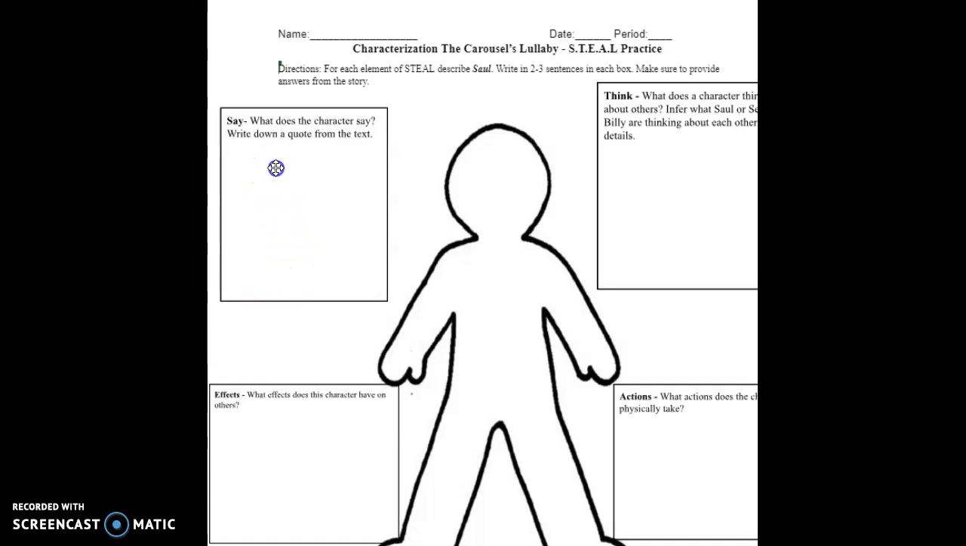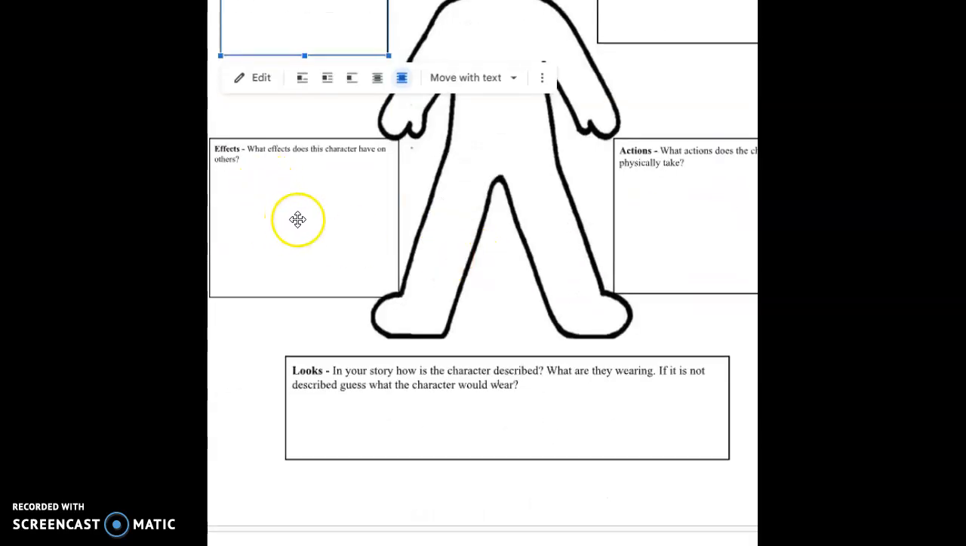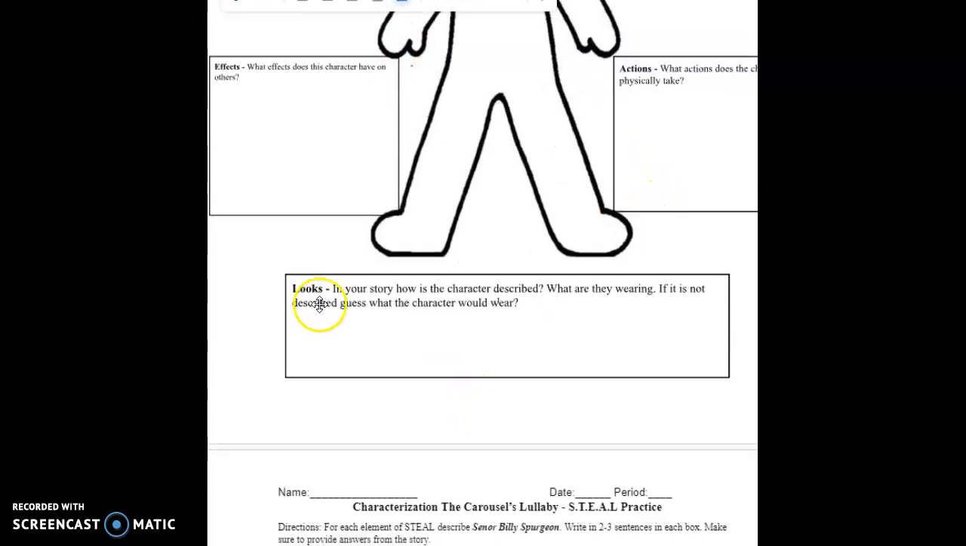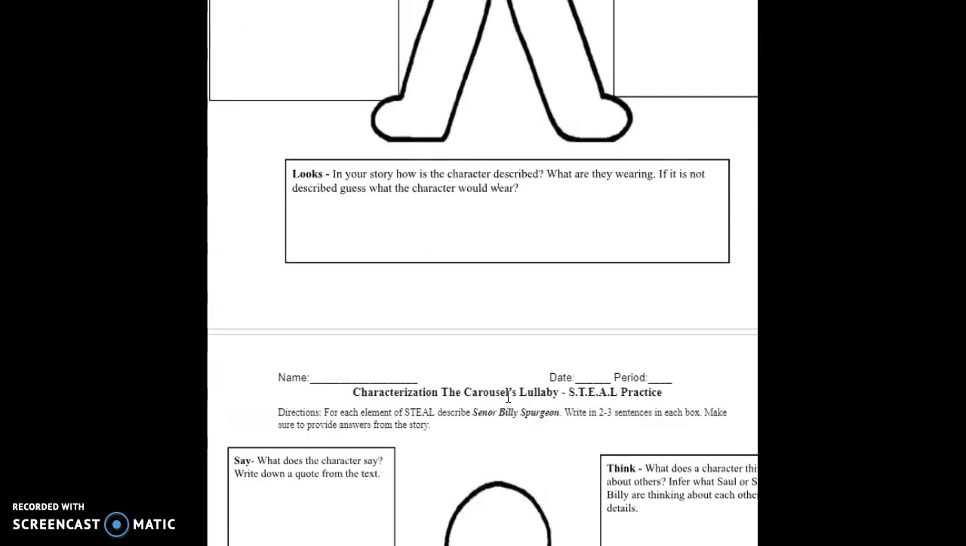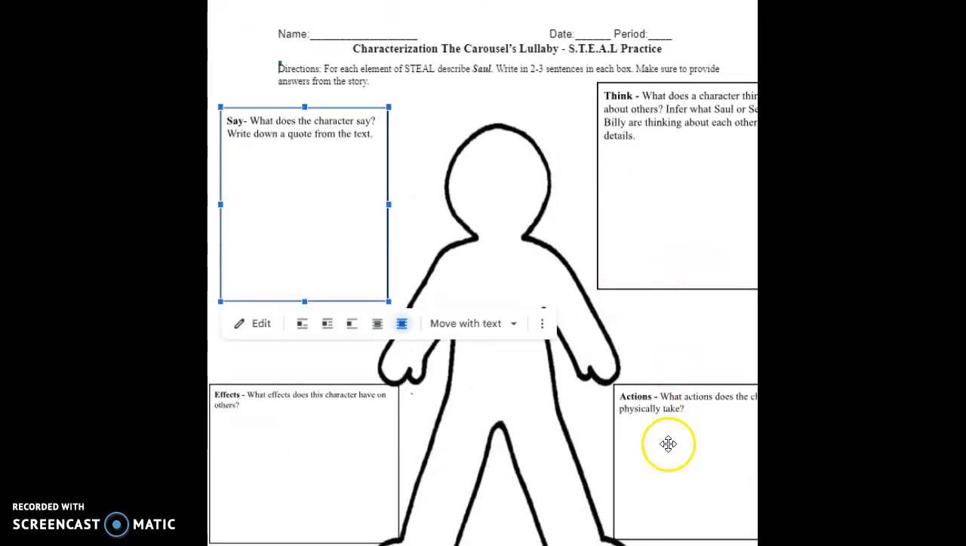Okay? What does the character say? So right there, you're going to literally write down a quote from the story. What does he think? What are his effects on others? What actions does he take, right? He runs from the graveyard. Look at how your character is described. Okay, so you're going to do the same for both Saul and Señor Billy Spurgeon today.